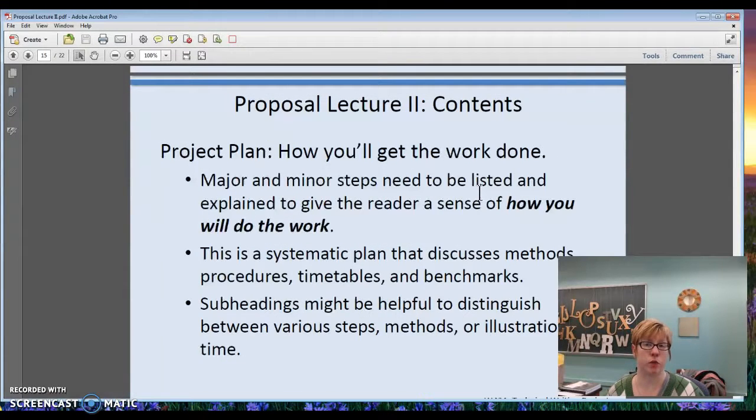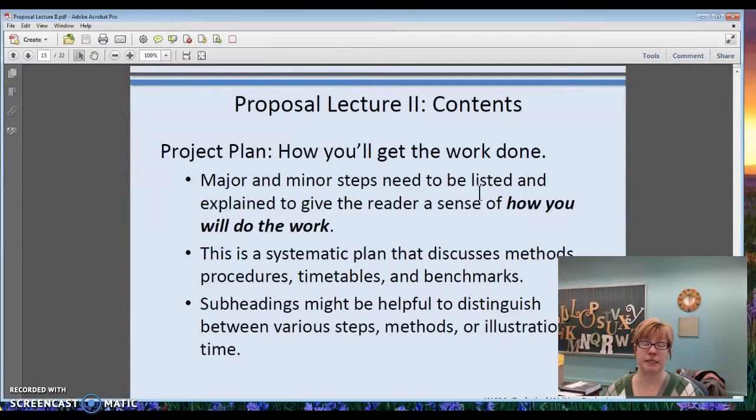So how are you going to get the work done? Okay, you need to make sure that you list all the major and minor steps. Sometimes minor steps don't need to be included in a proposal. If you're going for something brief and concise, then maybe minor steps aren't necessary. But essentially, you need to let your reader know how you're going to get the job done.